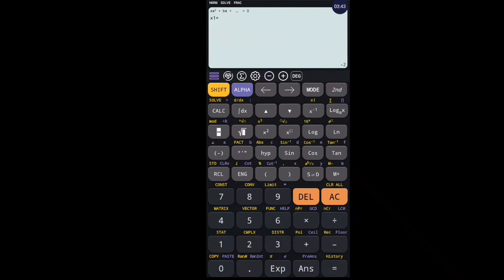The first root is minus 2. Pressing equal to again, we have the other root, which is 4. So that is how to find the roots of a quadratic equation.